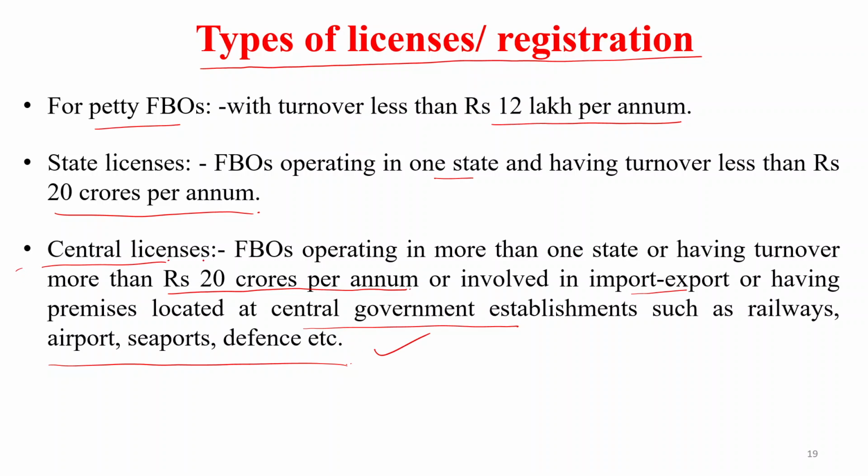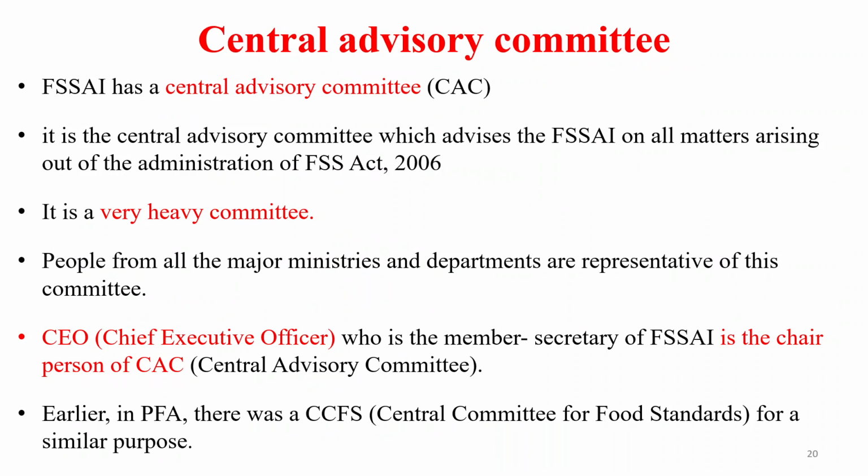So there are 3 types of license. For a petty FBO, he has to take a registration from FSSAI with turnover less than 12 lakh per annum. For the state license, a food business operator operating in one state and having turnover less than 20 crore per annum. And the central license is for a food business operating in more than one state having turnover more than 20 crores per annum, or in import export, or having premises located at central government establishments such as railways, airports, seaports and defense.